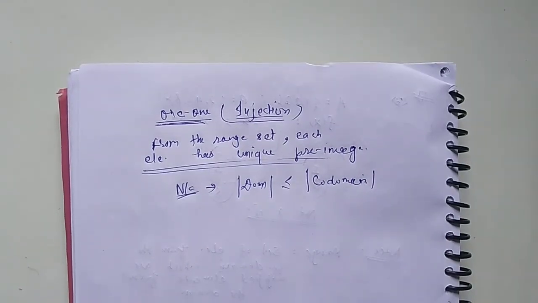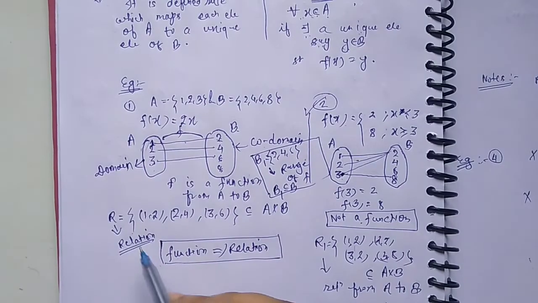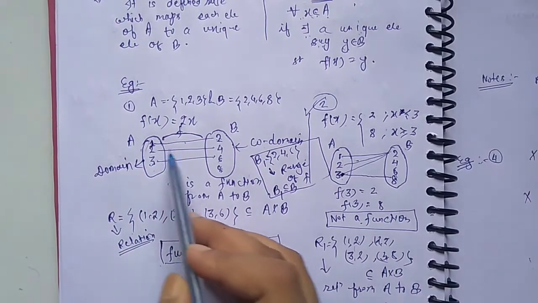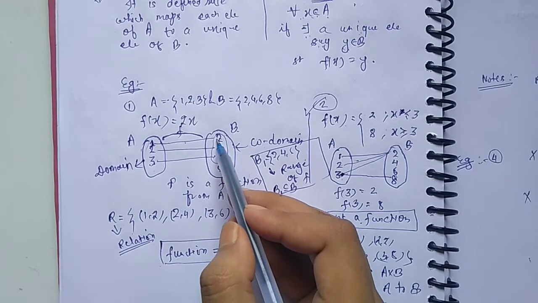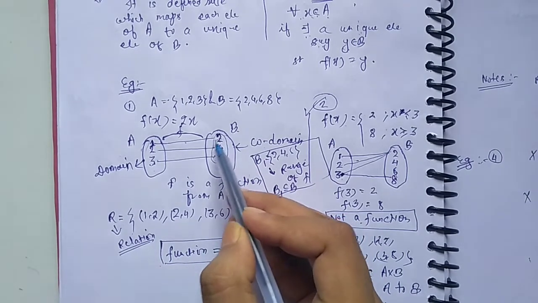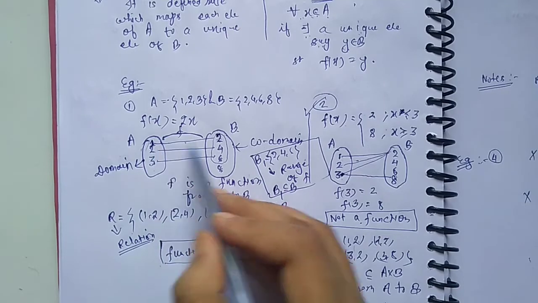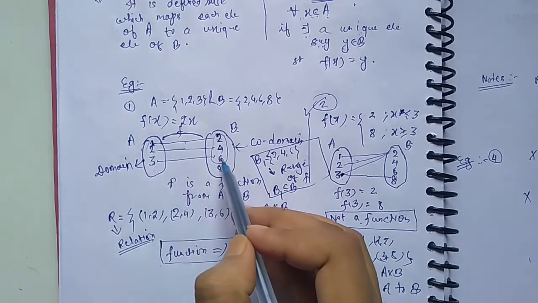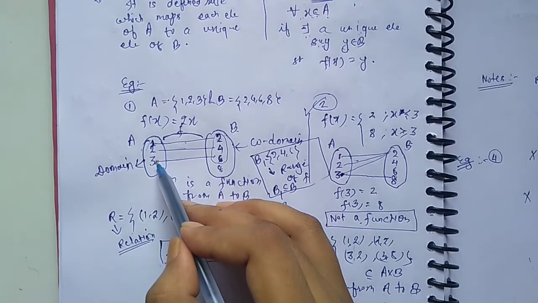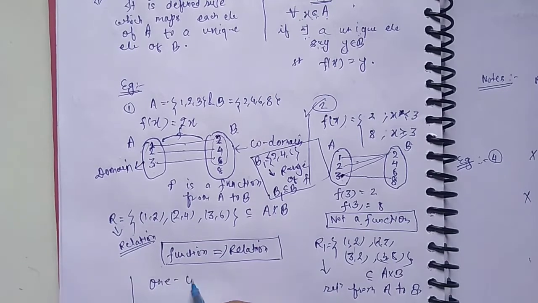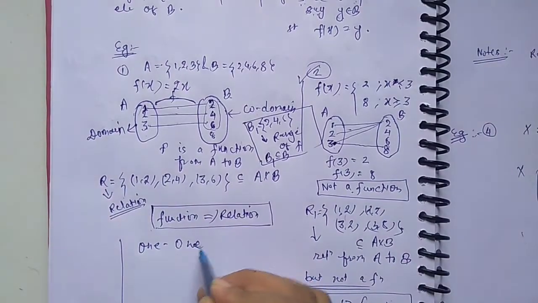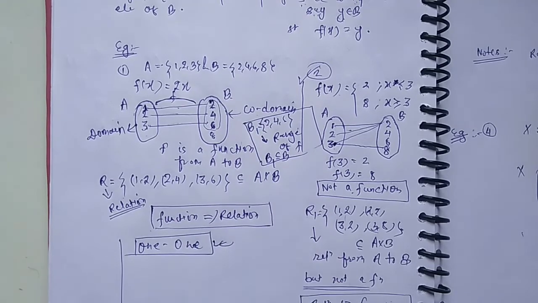Now we want to see whether our previous examples were one-one or not. For the first example, for each element from this range set 2, 4 and 6, there exists a unique preimage. That means 2 has unique preimage 1, and 4 has unique preimage 2, and 6 has unique preimage 3. That means this is one-one. See, it is one-one. Example number 1 function is one-one.